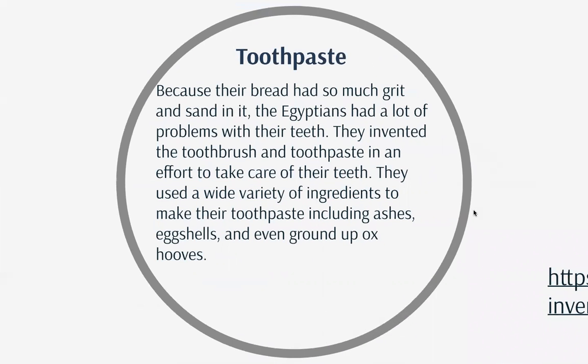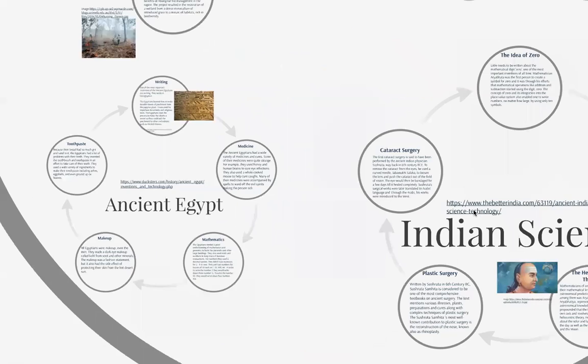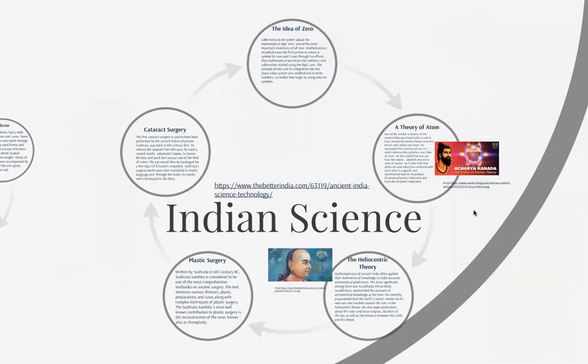They also had toothpaste, and the idea there is that Egyptians worked out that their bread had a whole heap of grit in it, so they invented the toothpaste. And if you worry about the taste of toothpaste now, think about it. You might have had ash, eggshells, ground up ox hooves, just any grit in there, and you wash it all out.